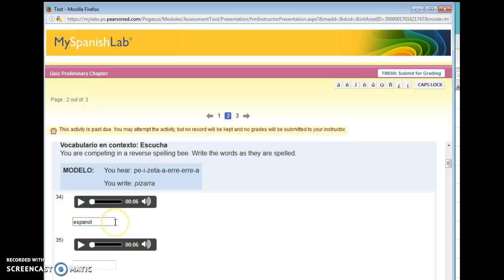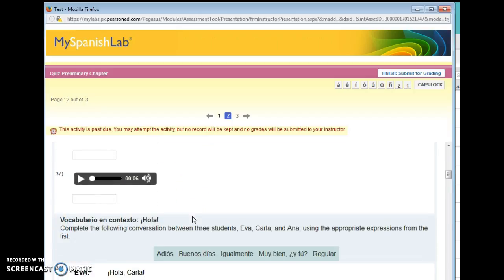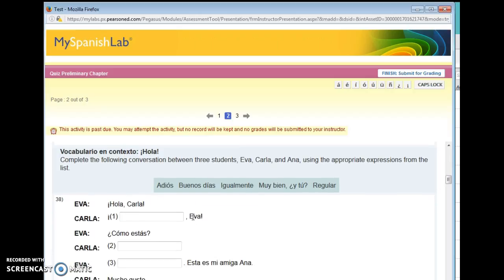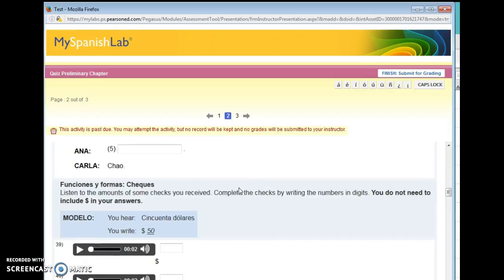So that would be español. So you may have had to listen to those more than once, which is good because the more times you listen to it, the better you'll get, the more you will understand. But I don't recall there being too many problems on that section either. Okay, and here we had a dialogue, and you just had to fill in the appropriate one. It was really no problem there.